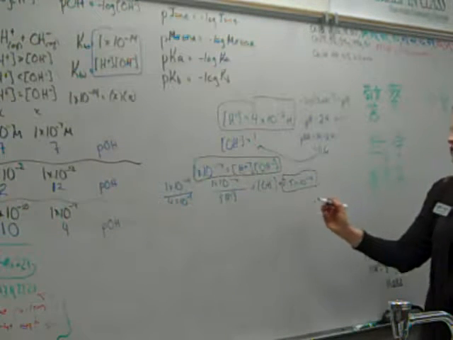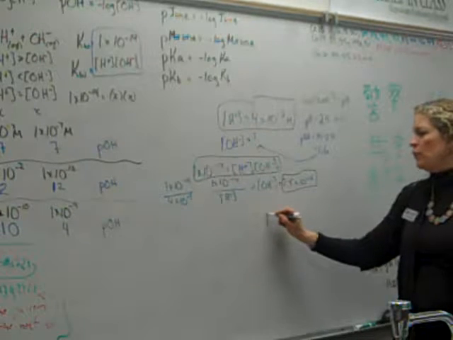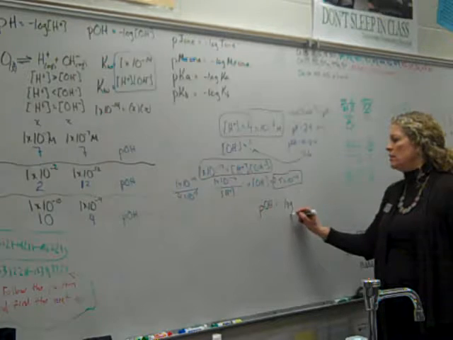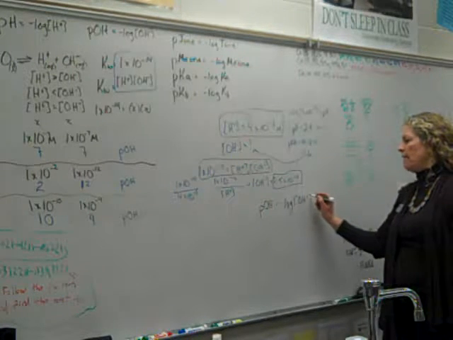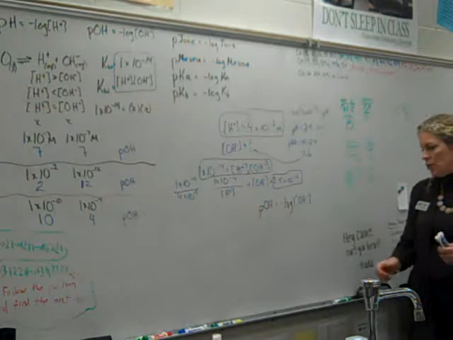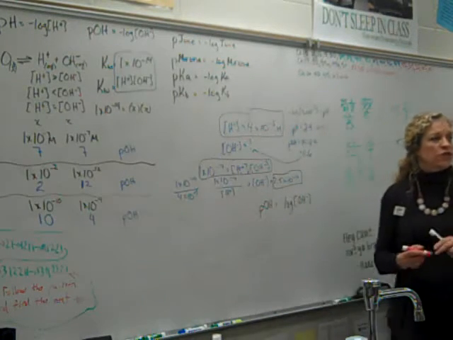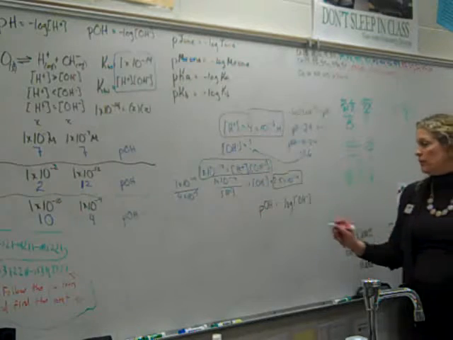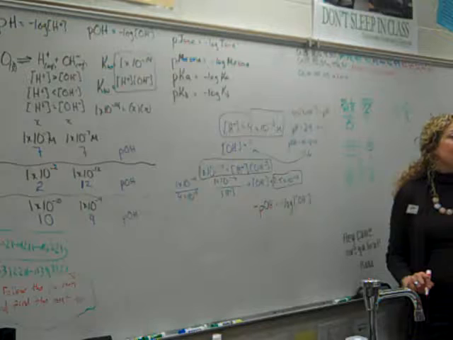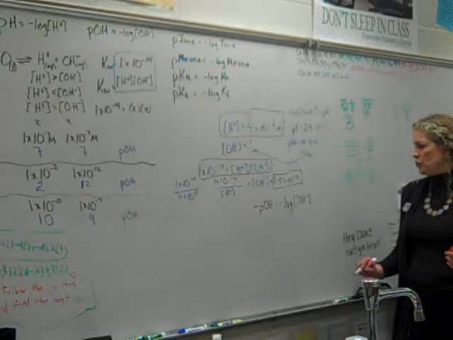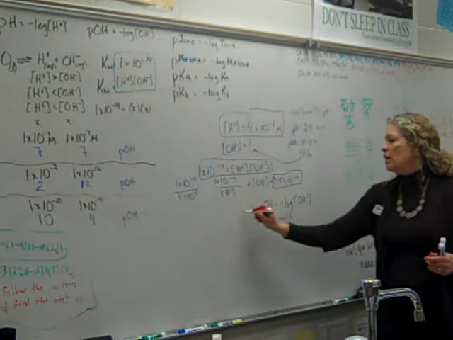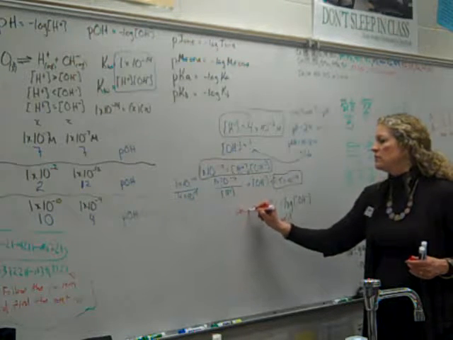When you're going backwards, let's write down the formula and be very careful. pOH equals the negative log of OH minus. To reverse this, it does matter what order you reverse it. The very first thing you have to do is multiply through by a negative. That makes this negative and this positive. Then you have to take the inverse log of both sides.